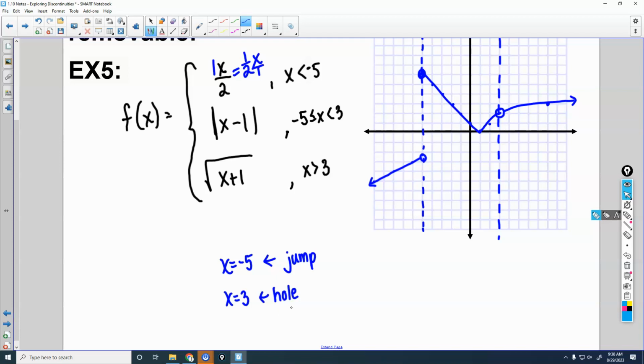What if I had an or equal to right there with that 3? That'd be a closed circle inside of an open circle, and then we wouldn't have that hole anymore if that were the case. But both of them were open circles, so that was the case.